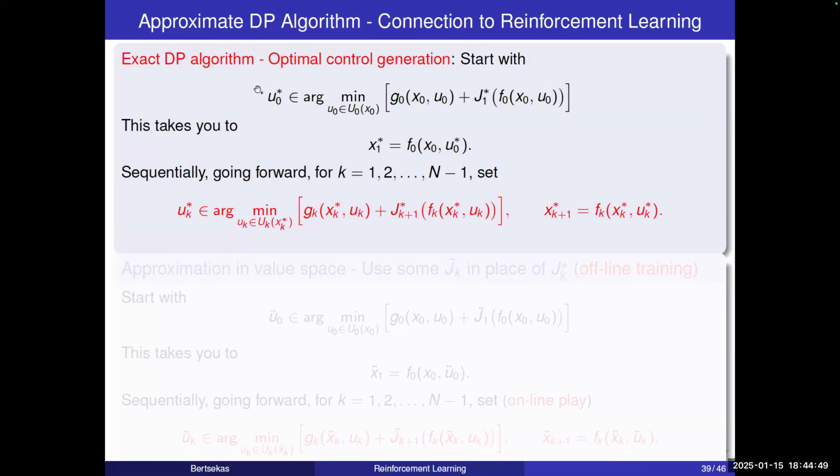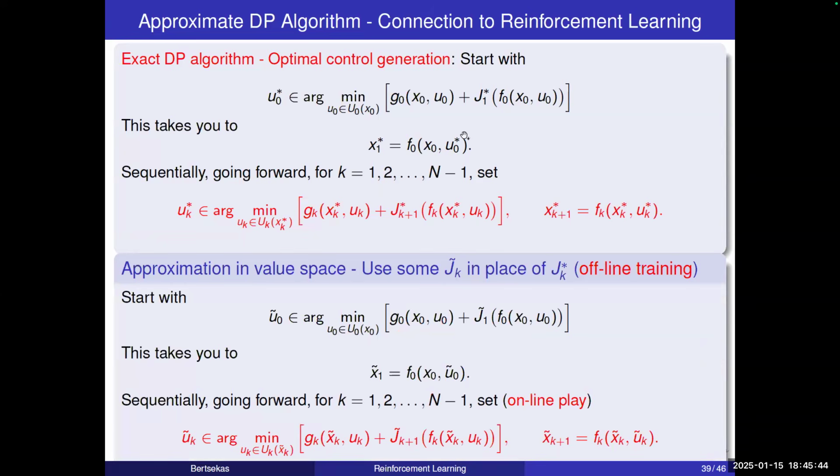Recall that the exact DP algorithm for the optimal control generation starts with calculating U0 star by finding the minimizing control U0. Then the system state goes to X1 star, and moving sequentially going forward, we can compute UK star online. In the previous slides, we called this phase 2 to construct the optimal control sequence. It is phase 2 because in phase 1, we already computed J stars, the optimal cost-to-go, J1 star, J2 star, and so on.